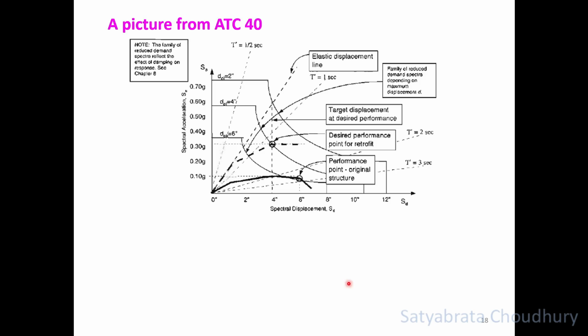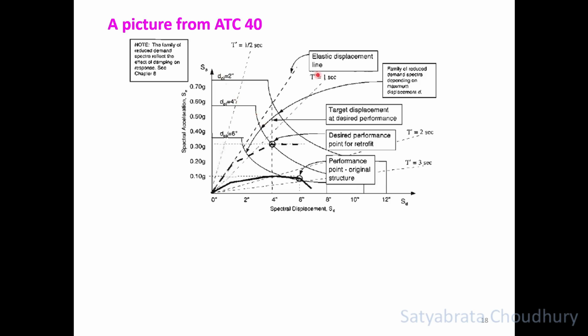Now I have taken the diagram from ATC 40 for the sake of explanation. This is the elastic demand diagram, and after reduction this middle diagram was obtained. After further reduction this lowest demand diagram was obtained, which is finally touching the capacity diagram shown here. So you get the performance point somewhere here. In this diagram you can see radial lines from the origin are given, T equal to half second, T equal to 1 second here, and so on. So this is in SD-SA or ADRS format.